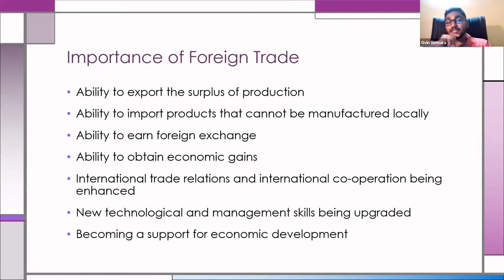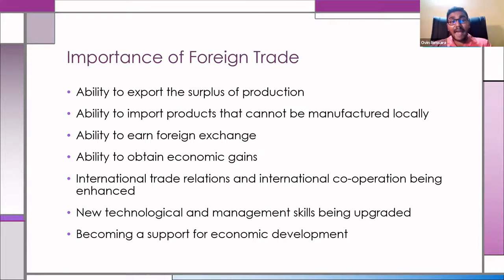First, ability to export the surplus of production. Whatever you are good at, you can send it to the rest of the world and earn an income out of it. When it comes to Sri Lanka, we are quite good at producing tea. So whatever surplus we have after satisfying the local demand can be exported to the rest of the world. And it is similar for motor vehicles in Japan. They are good at manufacturing motor vehicles, so they can satisfy the local demand, and whatever the surplus is can be exported to the rest of the world.